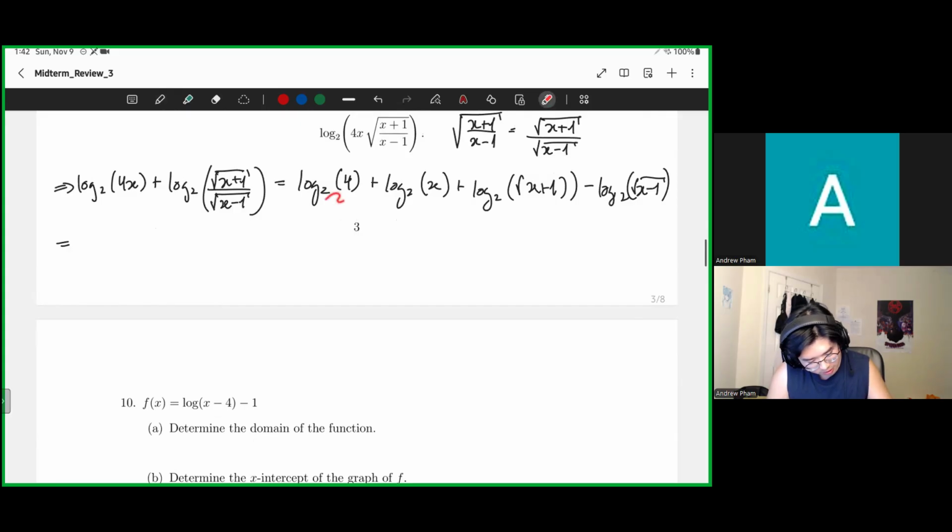Okay, so let's simplify term by term and use the fact that the square root is simply just exponent 1/2. And we're going to use the power rule to put that out in front and make it the coefficient of the log term. So for the first term, log base 2 of 4, you're asking yourself, what power do you raise 2 to get 4? That's just 2.